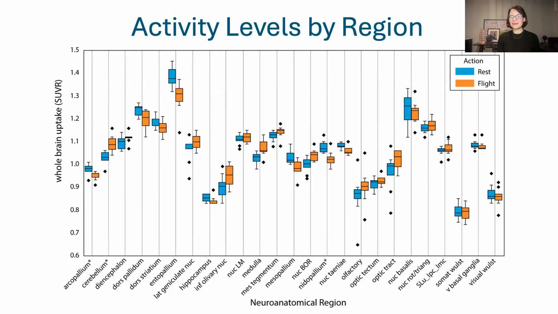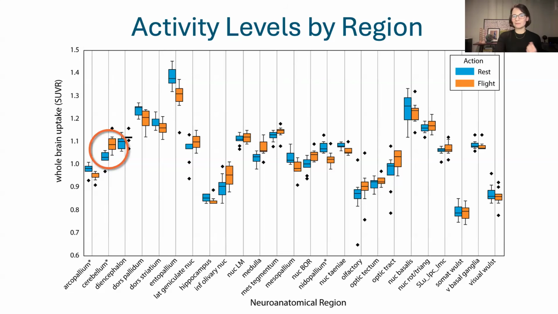What really struck me about these results is that, for the most part, we had a pattern of stasis. There was very little change in the brain of these birds from rest to flight. Where we saw all of the significant increases concentrated was within the cerebellum.